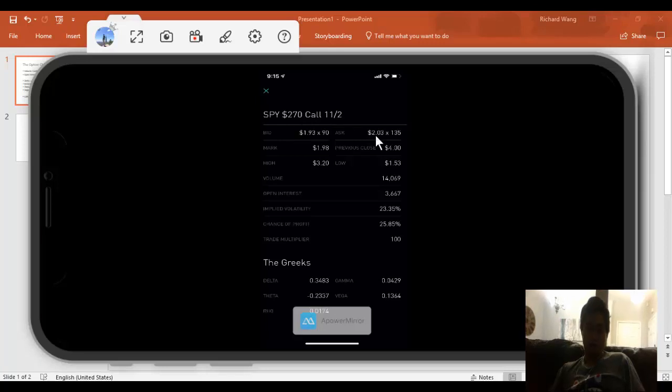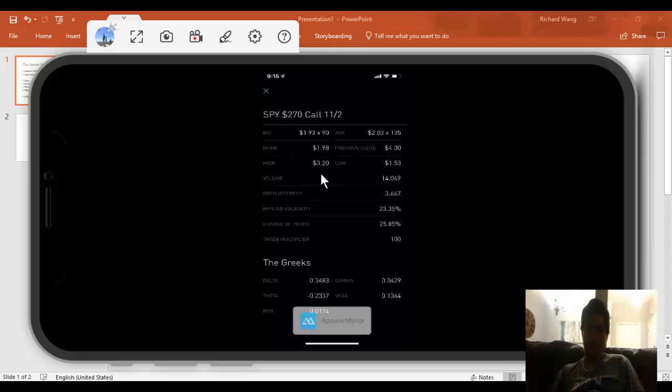So let's look at our bid and ask. People are selling it at 203 and people are buying at 193. Every contract is 100 shares, so it's times 100. So we're looking at a $193 to $203 trading range. The mark is the price when it opened. And the previous close was at $4.30. That's $430. And for today, or last Friday, the high was 320, the low was 153.